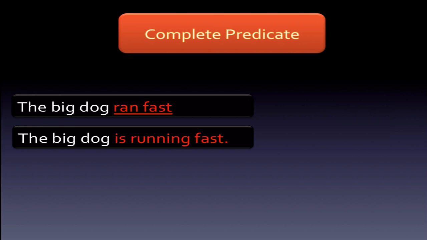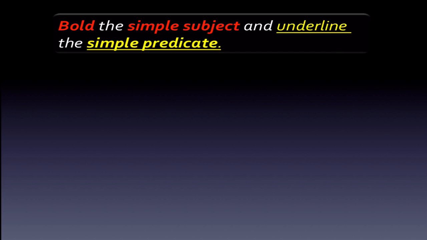The big dog is running fast. So now is is my helping verb. Running is the main verb. So is running is my simple predicate. Is running fast is my complete predicate. All right. So let's take a look at some of the examples, guys.